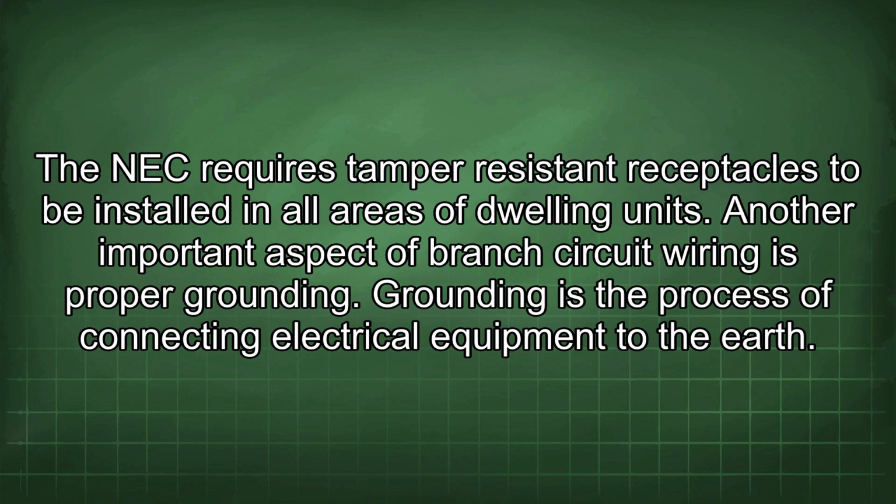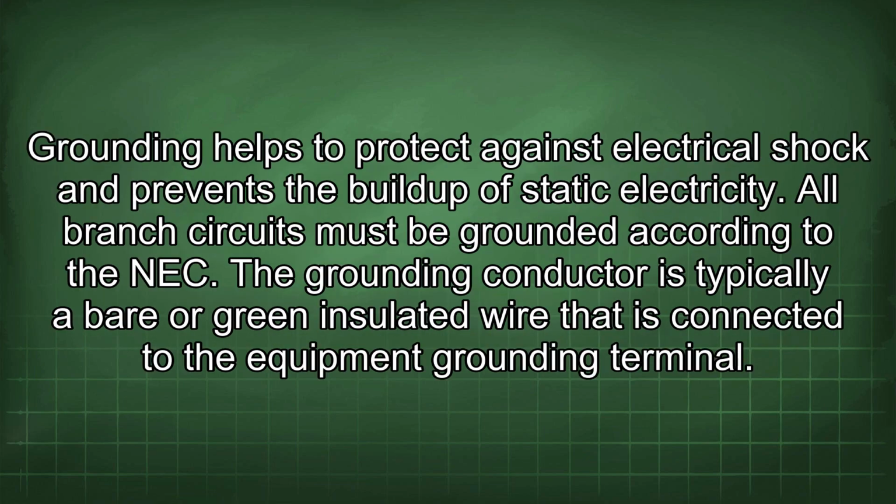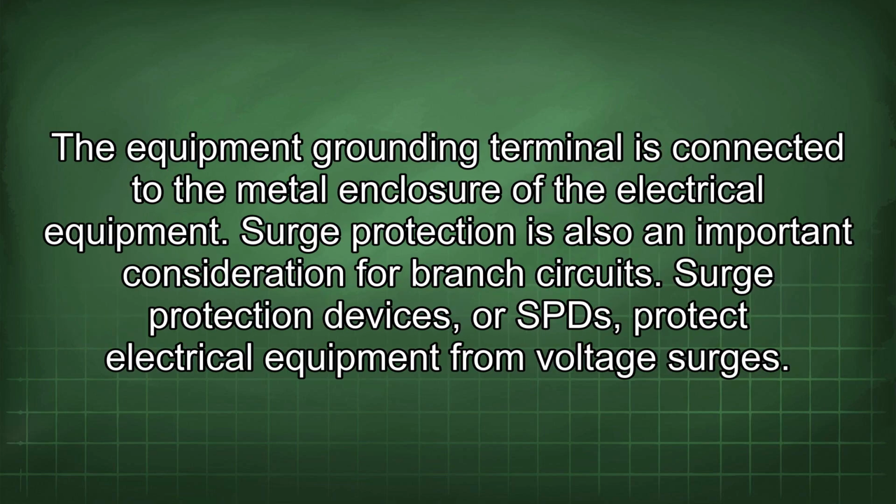Another important aspect of branch circuit wiring is proper grounding. Grounding is the process of connecting electrical equipment to the earth. Grounding helps to protect against electrical shock and prevents the buildup of static electricity. All branch circuits must be grounded according to the NEC. The grounding conductor is typically a bare or green insulated wire that is connected to the equipment grounding terminal. The equipment grounding terminal is connected to the metal enclosure of the electrical equipment.